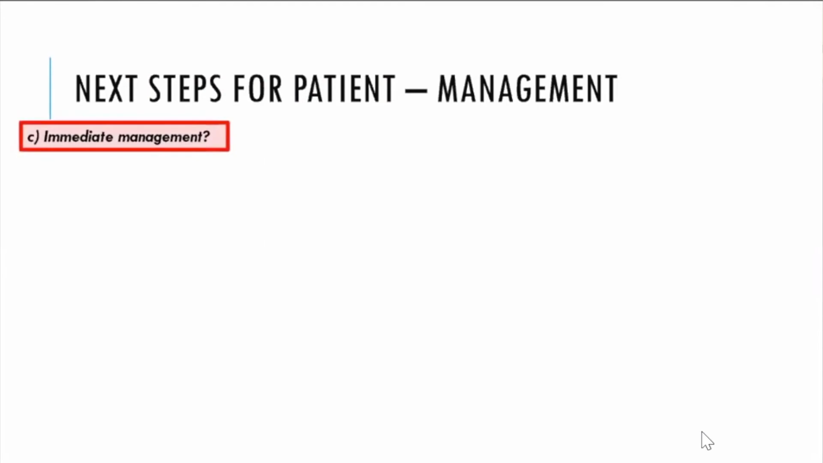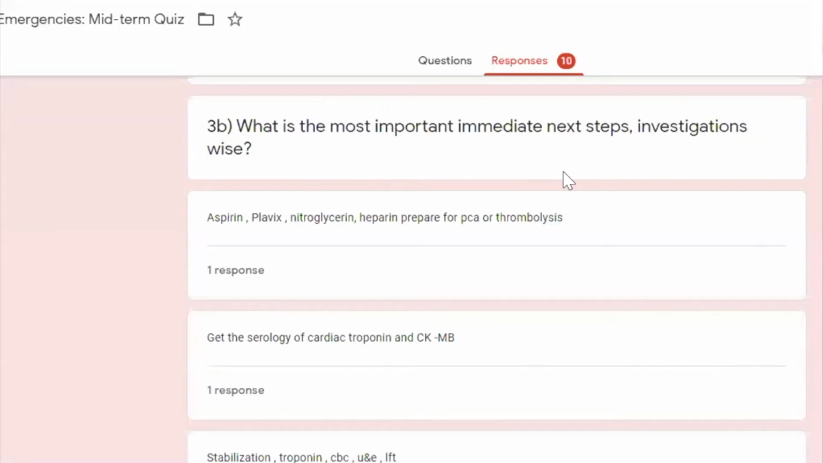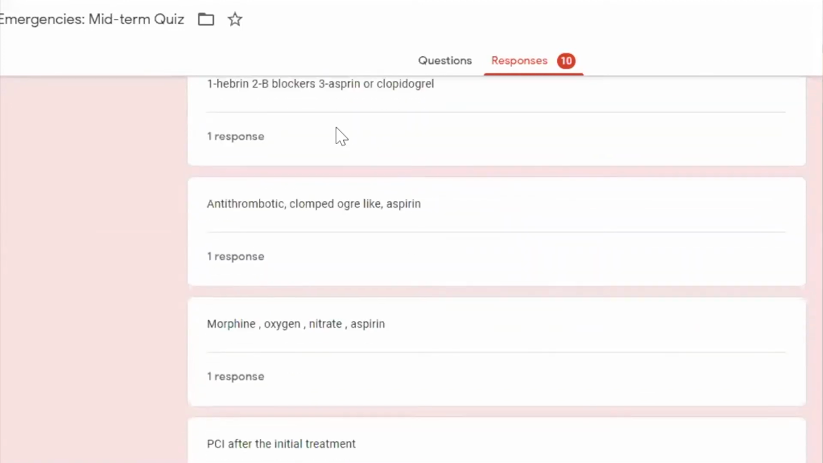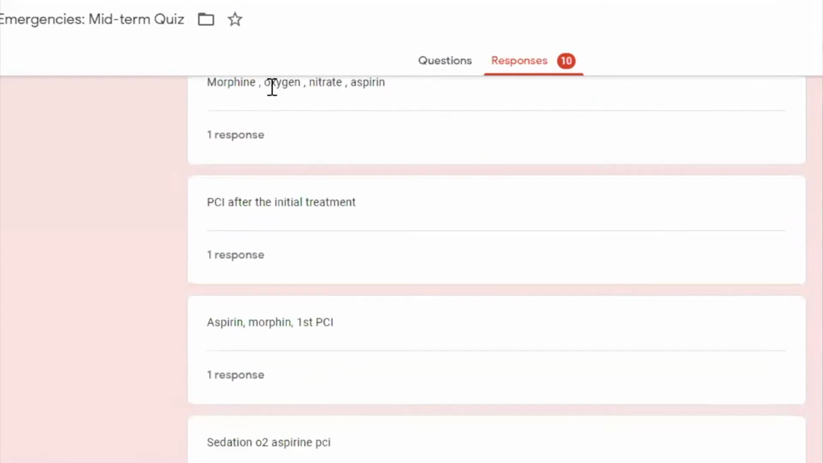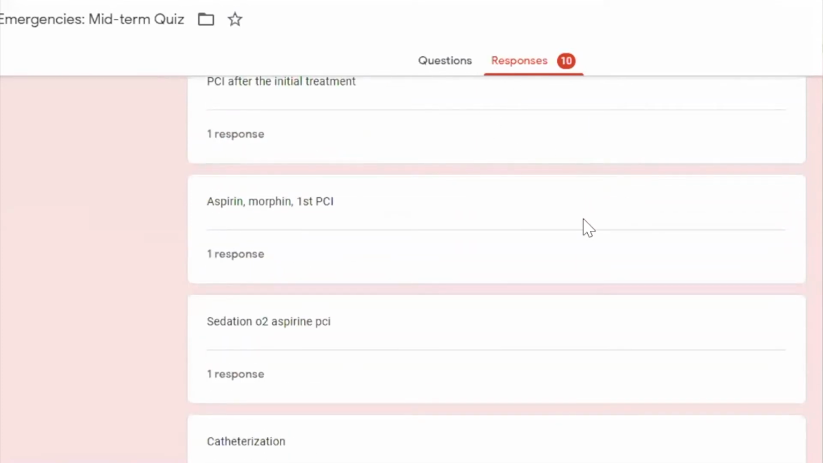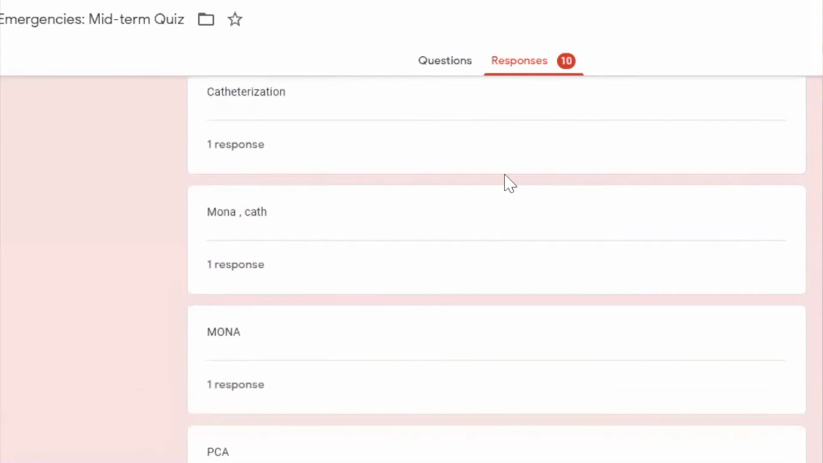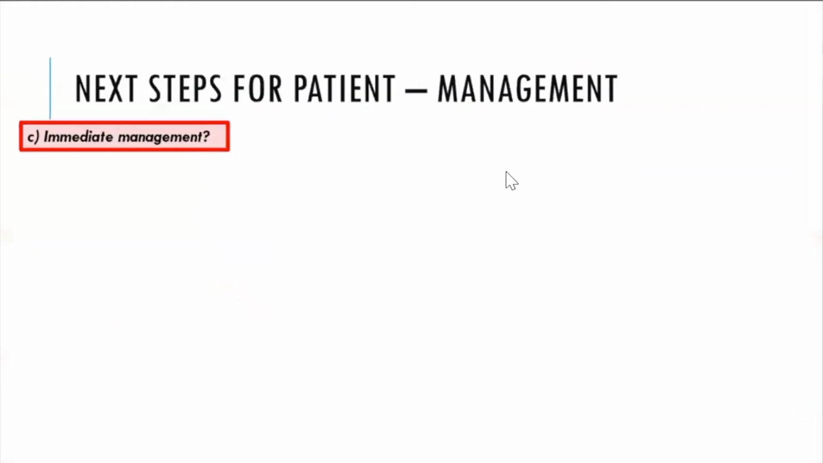The next question was, what's going to be the immediate management for the patient? Here, right thing. So you put heparin, beta blockers, aspirin, so dual antiplatelets, absolutely. Morphine, oxygen, nitrate, so MONA, yeah. PCI after initial treatment, absolutely. PCI, oxygen, catheterization, I'm assuming you mean PCI, MONA, PCA. Okay, great. So again, all on the correct lines.